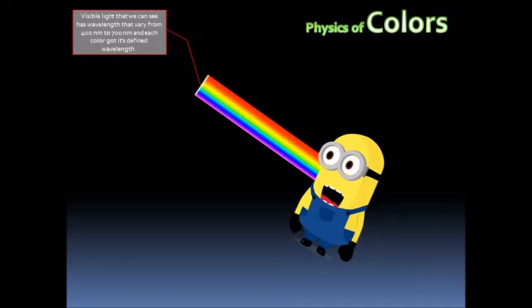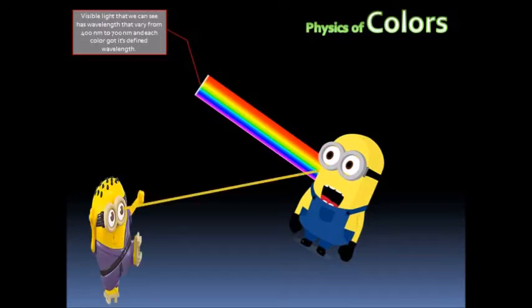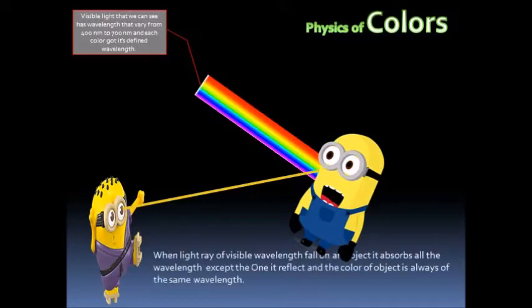So when a sun ray hits an object and we look at that object and see a color in it, right now you can see that this minion is looking yellow because it is not able to absorb the yellow color but absorbs all other wavelengths. So when a light ray of visible wavelength falls on an object, it absorbs all the wavelengths except the one it reflects, and the color of the object is always the same as the wavelength of the color that it is reflecting. It is not able to absorb it. So the color that you repel is your color. That is the physics of color, why any object looks colorful to our eyes.